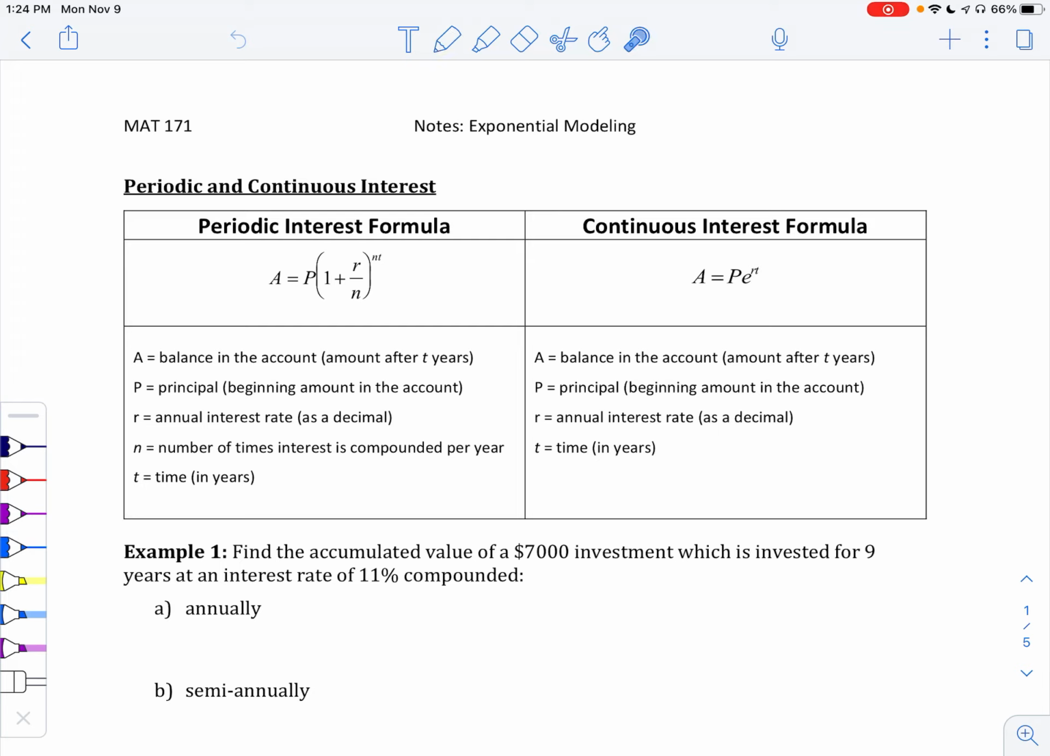So we have two different types of compound interest. We have the periodic interest formula, which is basically where the interest is compounded a specific number of times each year, so maybe once a year, twice a year. And then we have the continuous interest where you are constantly compounding that interest.